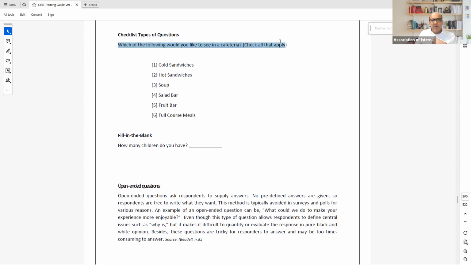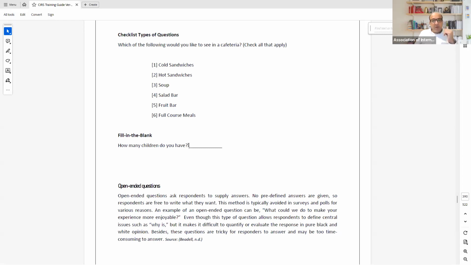Then you've got checklist type of questions. Like just mark what you like, you're ordering something. So in situations where the menu is discussed, or certain provisions are to be included in the office, or certain perks need to be added, you might just give a checklist type of questions.